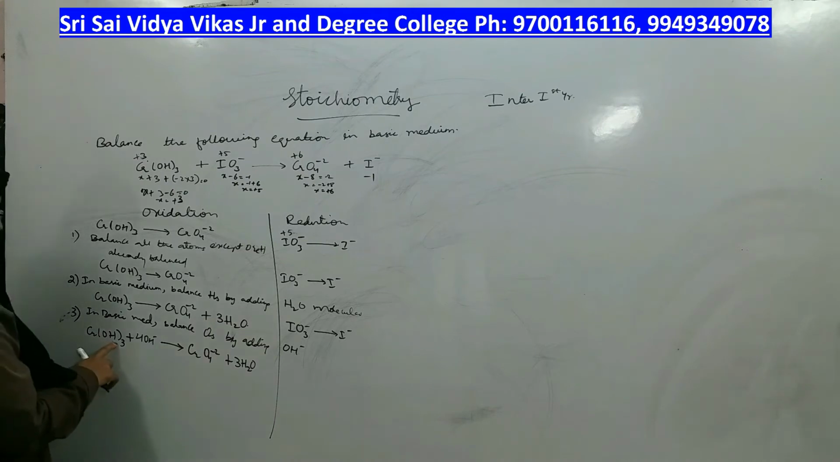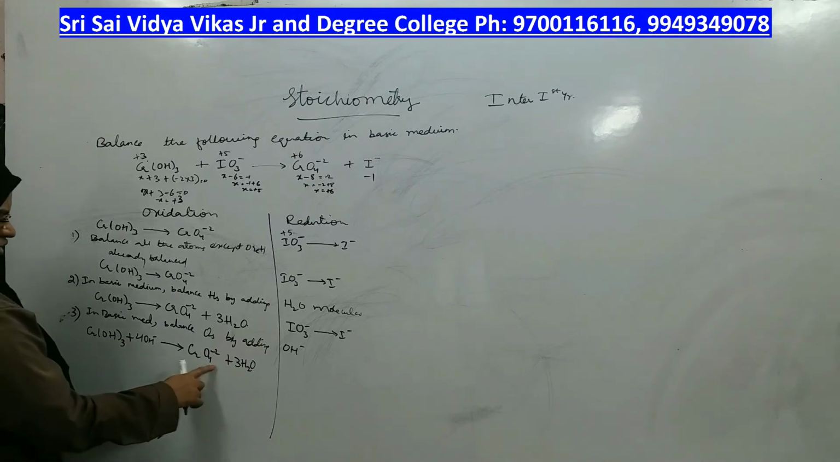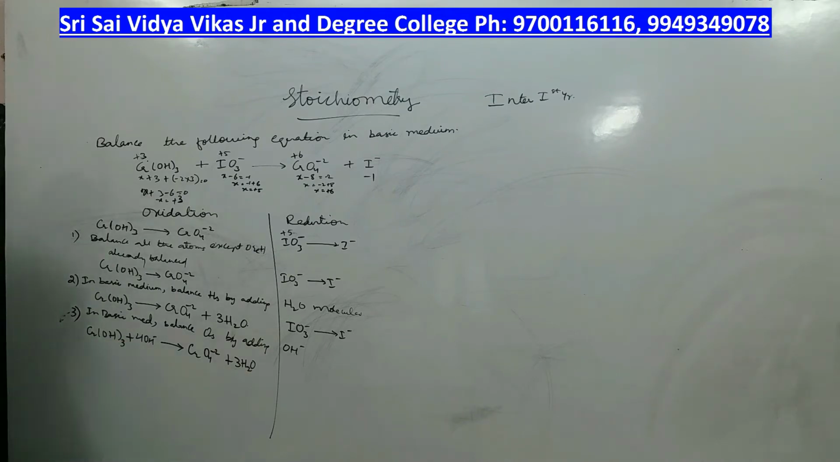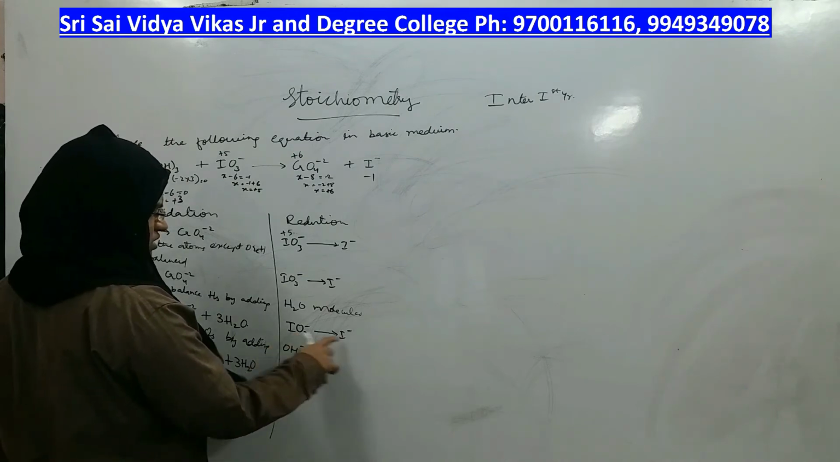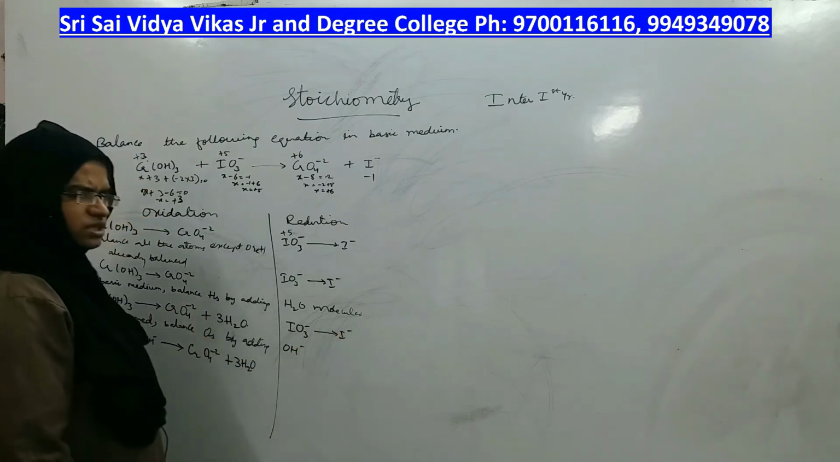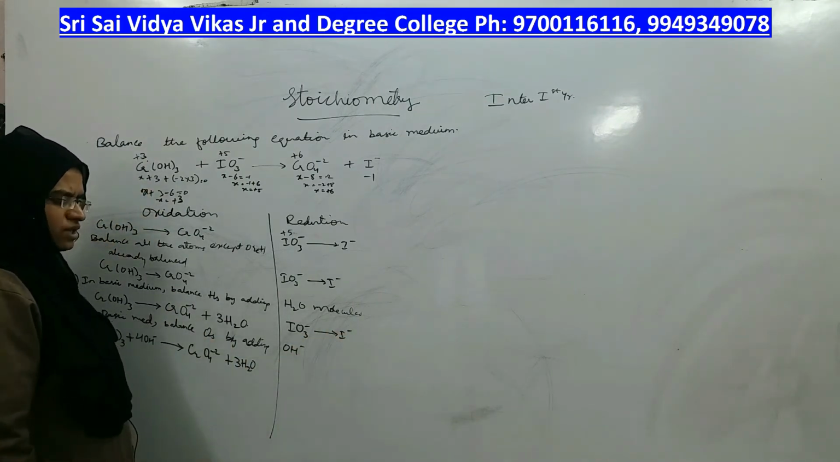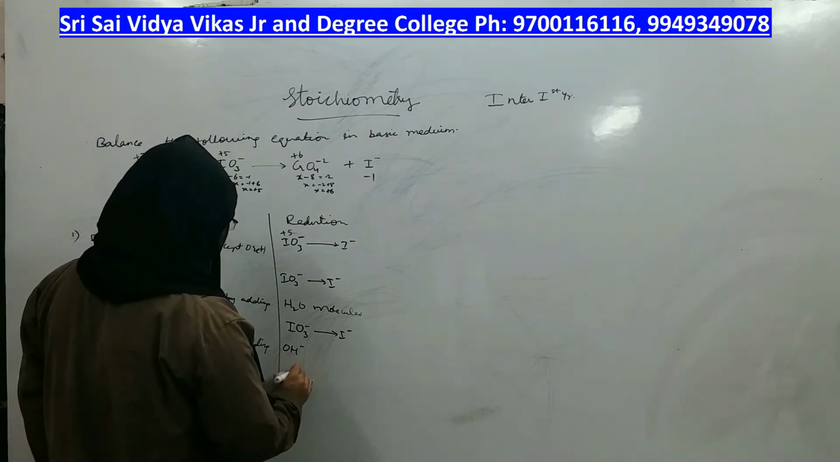Now you count 3 oxygens plus 4 oxygens, total is 7. 4 oxygens plus 3 oxygens, total is 7. It is same. Coming to the other side, here there are 3 oxygens, here there is no oxygen at all. So on the other side you have to add that many OH minus. As 3 oxygens are less, add 3 OH minus ions on the right side.